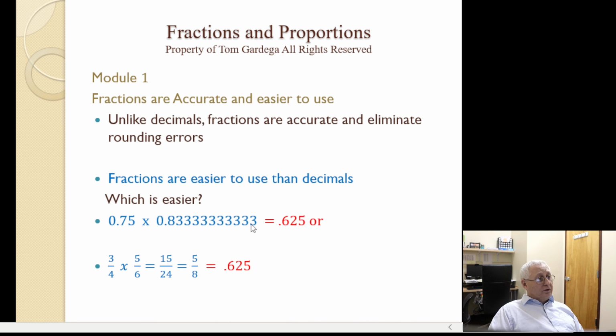I know what you're going to do up here. You're going to say, well, that's too many digits to multiply, so I'm just going to round off to 0.83. If you do that, you will not get 0.625. You will get some other value because you have a rounding error. You do not get rounding errors with fractions.